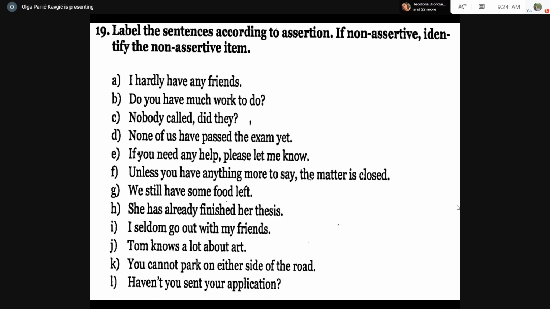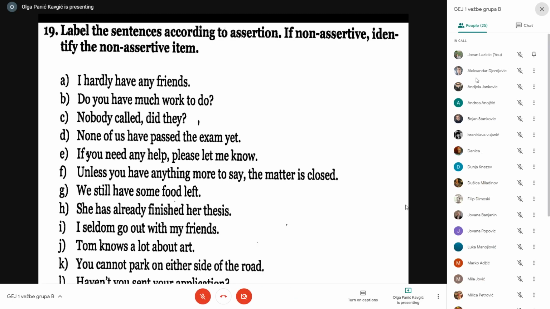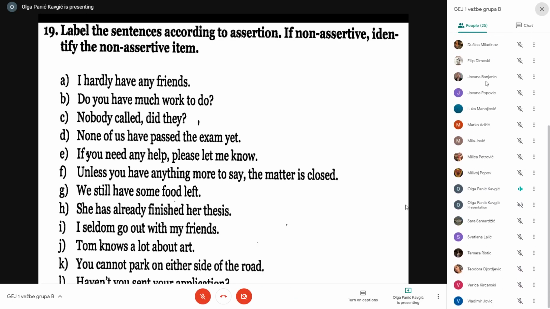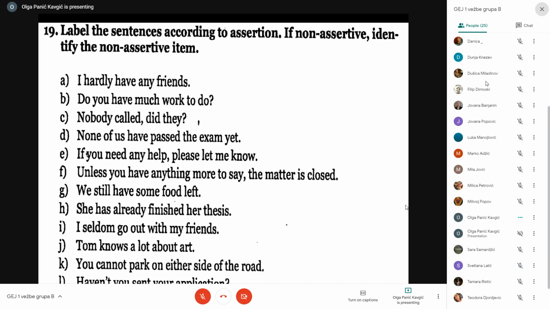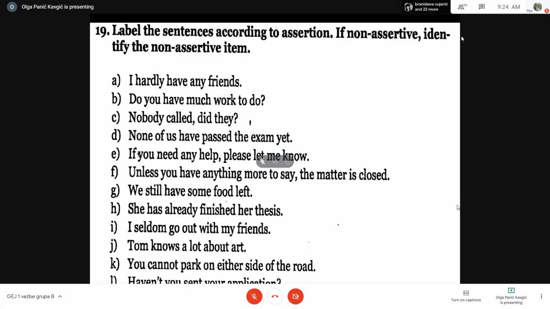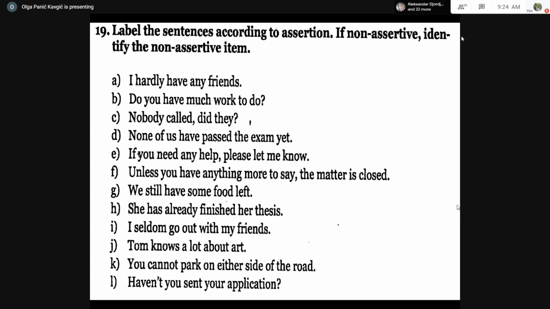And the last one, let's talk to Sergey Boyovich. Is Sergey here? Does Sergey hear us? If not, then Jovan Čirić. If Jovan is not with us, then Marko Adžić.